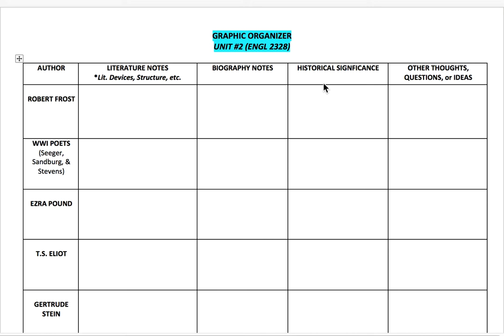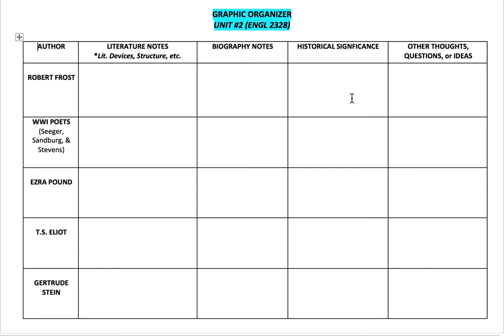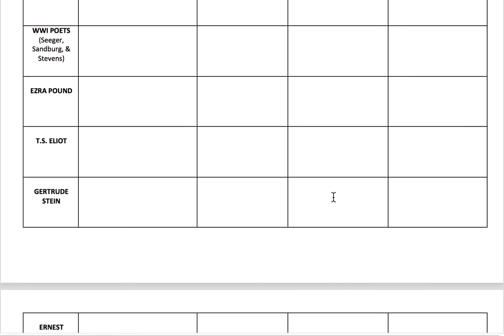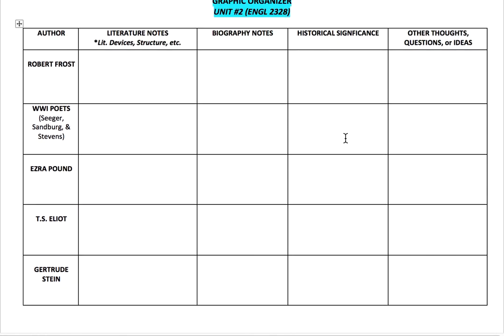Historical significance. This is where you look at how the work and the author or the movement created some type of social or political impact in the world. So for someone like Frost, he was really important with regionalism. So we would want to note that under historical significance. Or the World War I poets, which I have here together, there are 3 different poets. They all wrote about the destruction, the tragedy, and the psychological trauma of the Great War, which we had never seen before. That would be something you might note under historical significance.